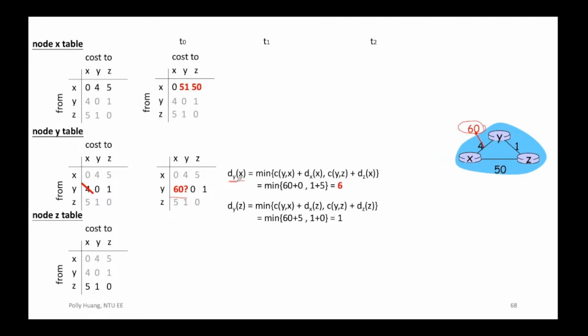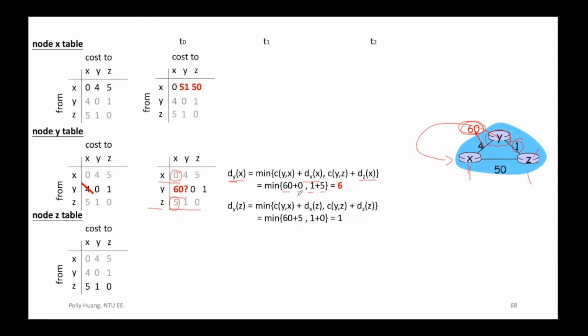So dyx, source being y, destination being x, going through two neighbors, x and z. Link cost yx is 60, link cost yz is 1. So we have 60 here and 1 here. Now, going through neighbor x, what is the shortest distance to x? dxx, we have to look up the table, which is 0. Going through neighbor z, what is the shortest distance from z to x? That will be looking up the dz vector and going to x. So it's this one here, 5. So we put 5 here.